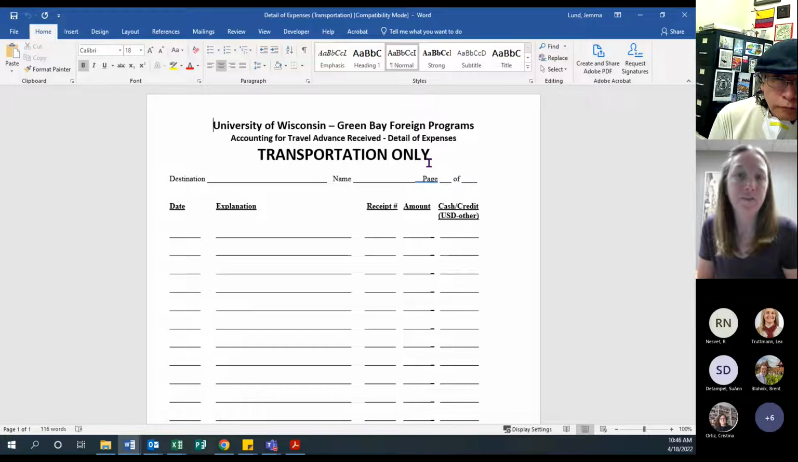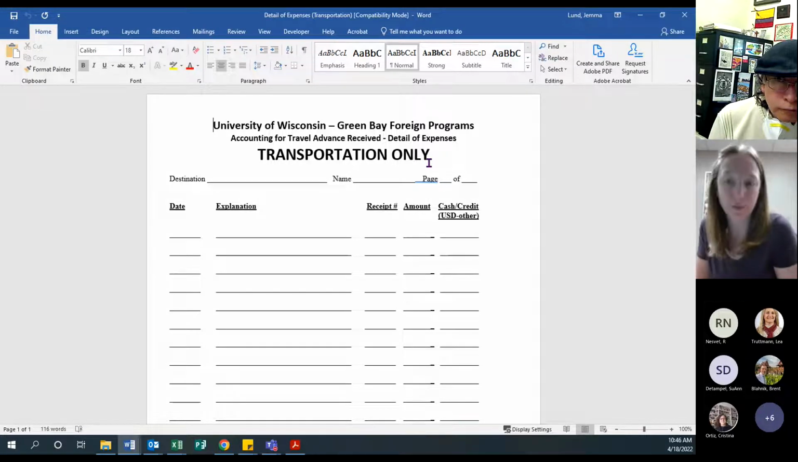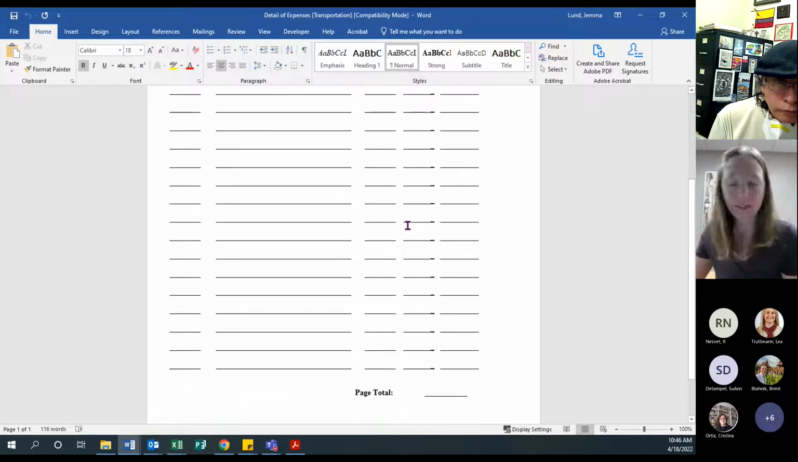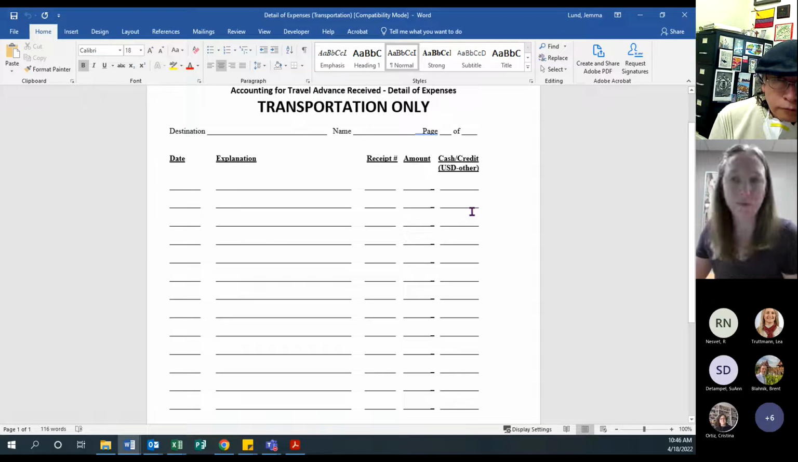So if you have, for example, a tip for a tour guide, or you pay for museum fees, or you need to pay for COVID tests on the ground, that's all under other. It's a catch-all for anything else. These are meant for your organization purposes. These are not official forms whatsoever. These are more for your organization, and also to make your lives and our lives easier when you bring those receipts back, to help categorize them in advance.